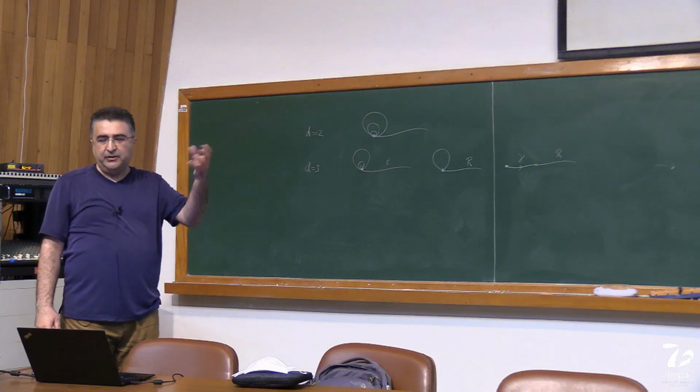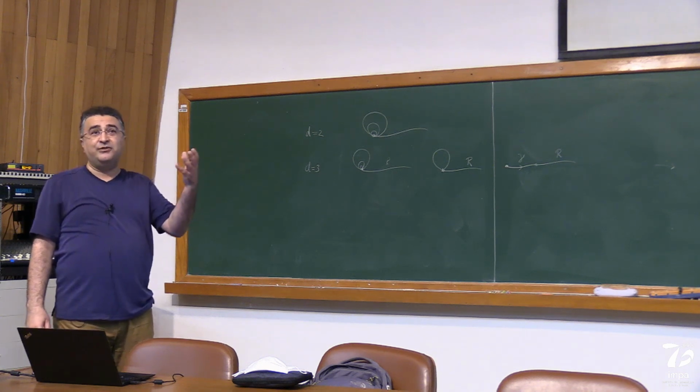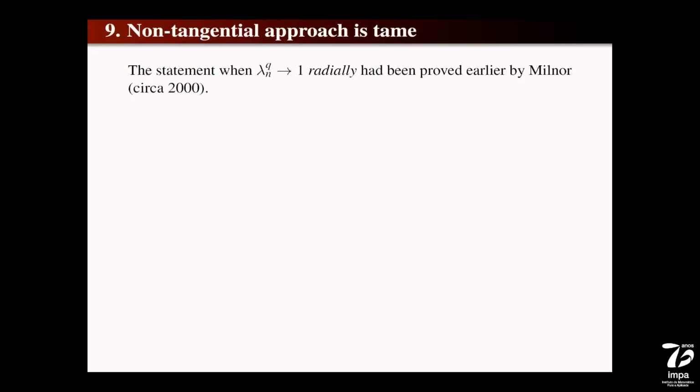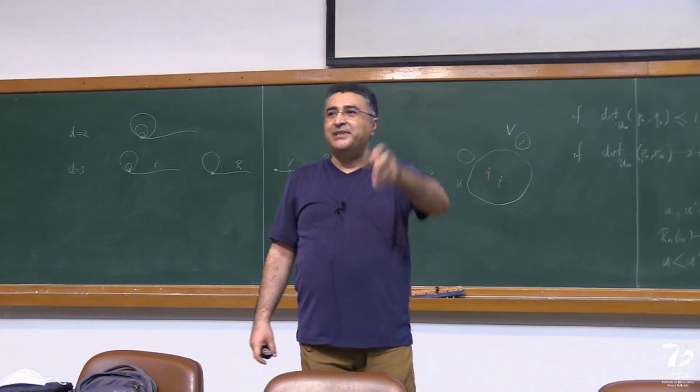He did it by choosing a clever normal form. Usually in complex analysis, going from radial to non-tangential is very easy, but not in this case, because once you go out of radial, things could twist.